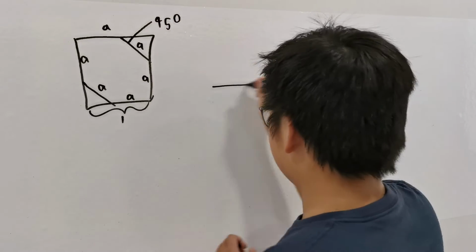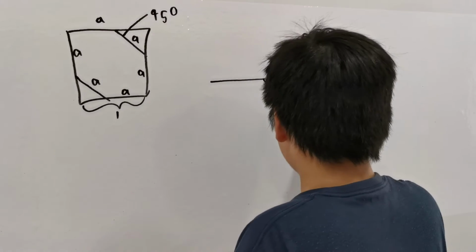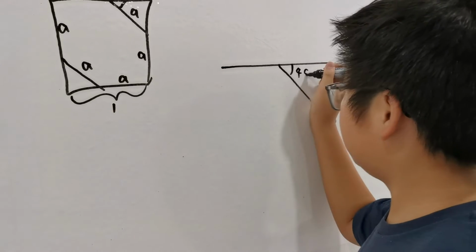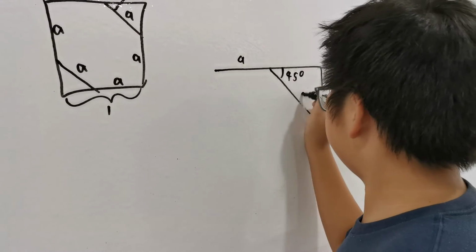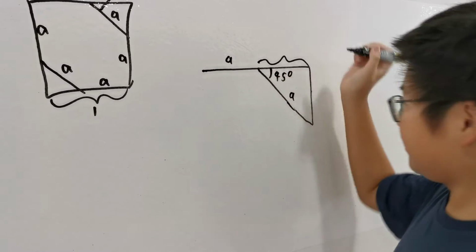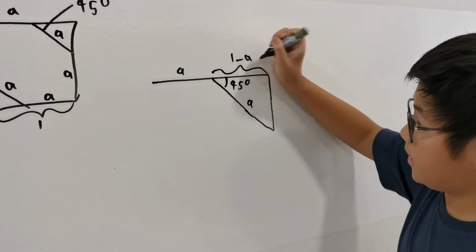Let's zoom into this part of the diagram. Now, what is this length? It is 1 minus A.